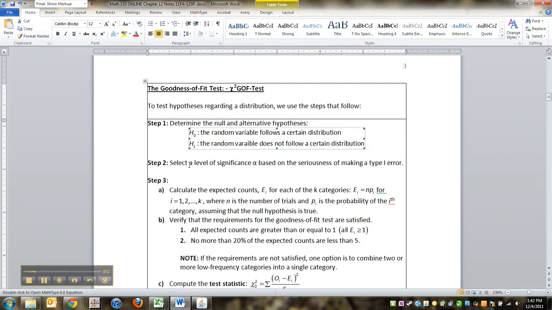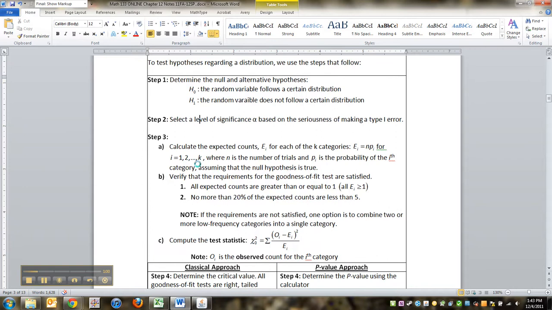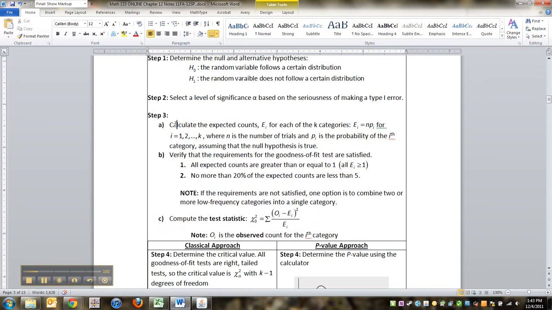Okay, so the null hypothesis is that the random variable follows a certain distribution, and you can write that out with percentages, or you can say what the distribution is. Then you have your type 1 error, then you have your step 3. Now this is what we have to do. What I just did, calculating the expected counts, I just showed you how to do that. You verify the requirements of a goodness of fit test are satisfied, i.e. all the expected counts are greater than or equal to 1, but no more than 20% of the expected counts are less than 5, right?